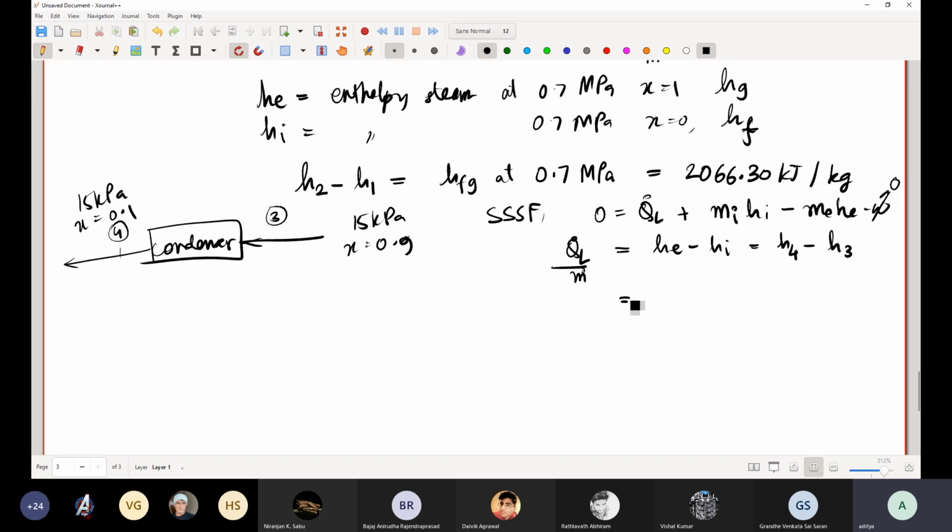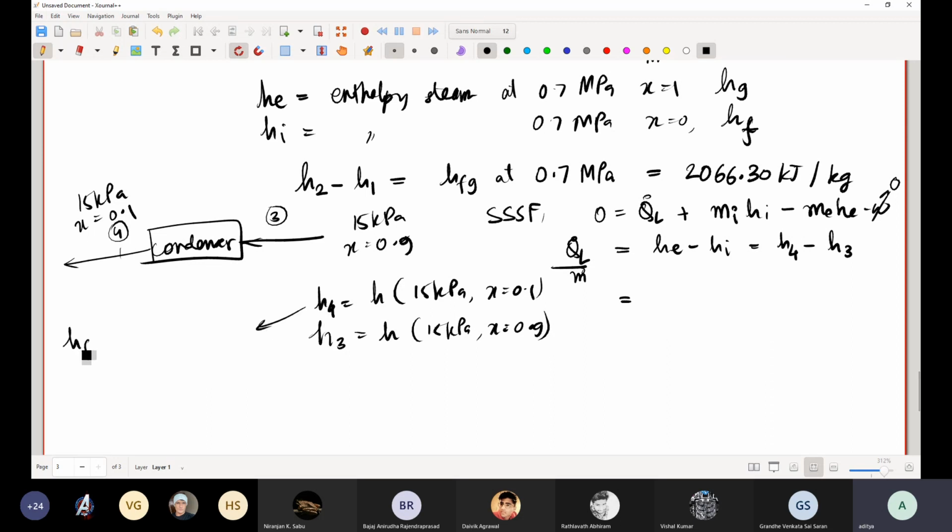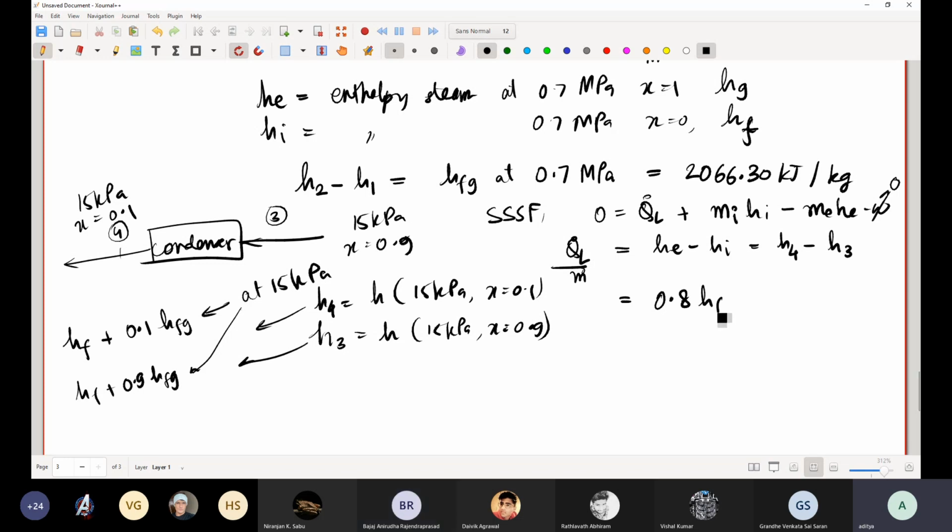So what is H4? It is enthalpy at 15 kPa, x equal to 0.1. H3 is the enthalpy at 15 kPa, x equal to 0.9. So how do you figure this out? It is going to be HF plus 0.1 HFG at 15 kilopascal, and this is going to be HF plus 0.9 HFG at 15 kilopascal. So when you subtract these two, it will be simply 0.8 HFG. Actually not 0.8, it should be minus 0.8 HFG, because heat is lost by the system. So minus 0.8 into HFG at 15 kilopascal.